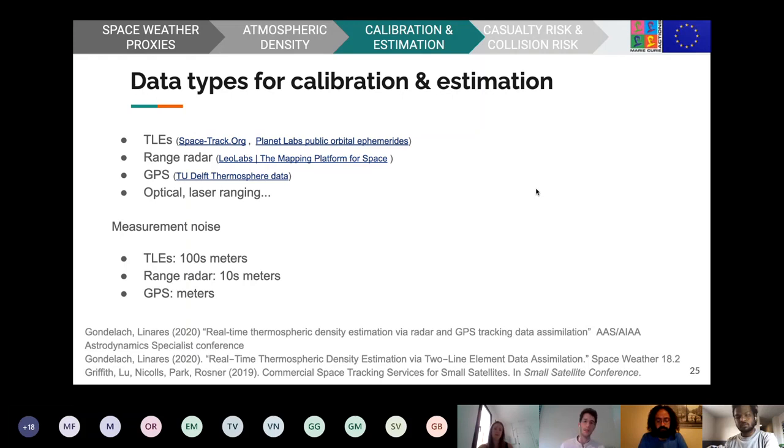available that we can use. We can use range, radar, GPS, optical.